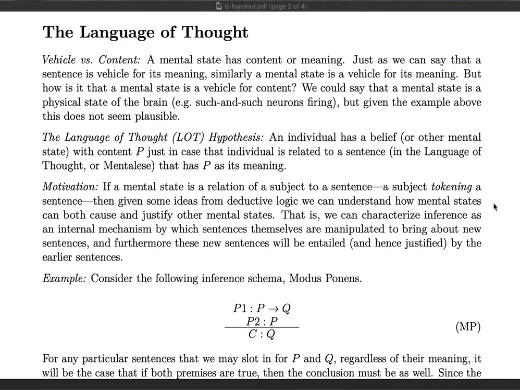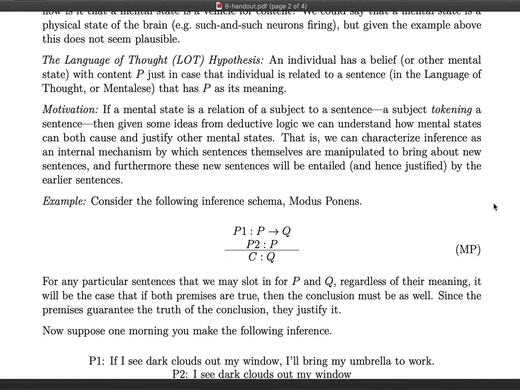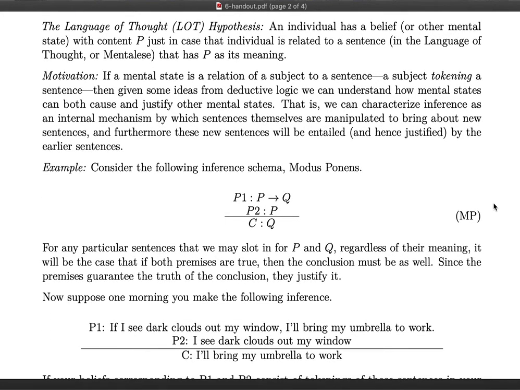Now, how is this language of thought hypothesis motivated on the basis of psychological explanation? So it goes as follows. If a mental state is just a relation of a subject to a sentence, then going forward, in order to talk about how a mental state is a relation of a subject to a sentence, we'll talk about this mental state as a subject tokening a sentence. Okay, so this is presupposing the distinction from last lecture between a type and a token.